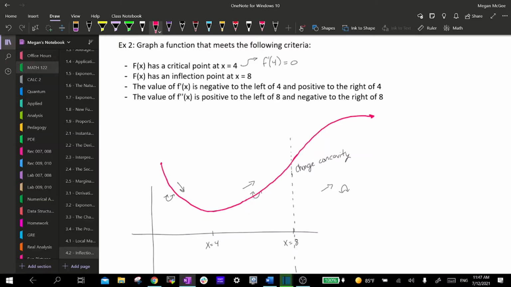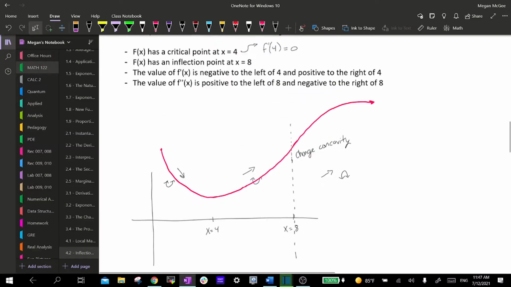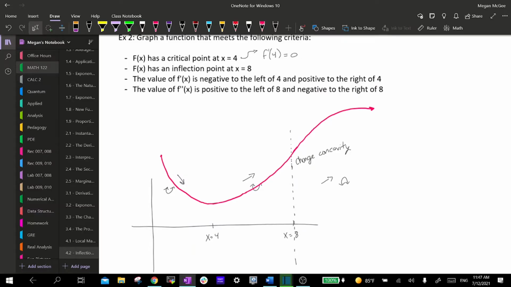Alright, so this is an example. There are several different graphs that could meet these criteria, but this is the one that I have come up with. And we have met all 4 of the points necessary. So we're now done with example 2.